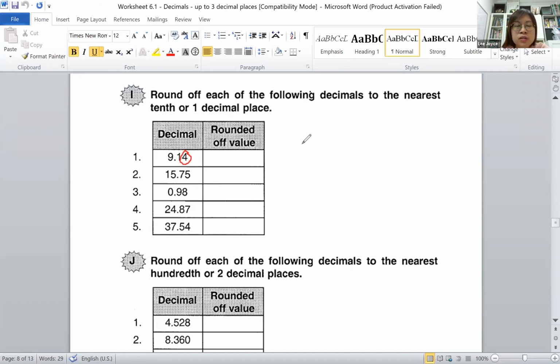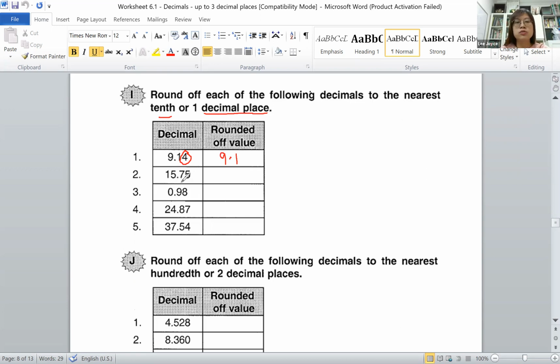Right, so digit 4, which is less than 5, means that the decimals will still remain as 9.1. It means you must keep the digit in the tenth place and also the ones place. That means the whole number you keep it, and in the tenth place, you must keep the digit as well. So that's what we meant by rounding off to the nearest 10th, or giving the decimal to one decimal place. So your answers for this section should all be written as one decimal place. That means there must only be one digit after the decimal point.